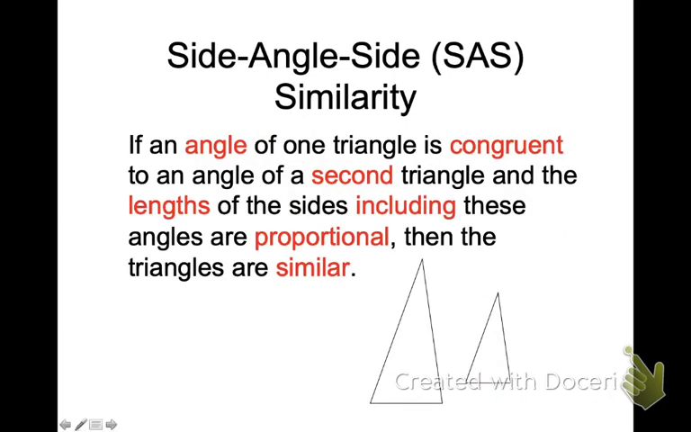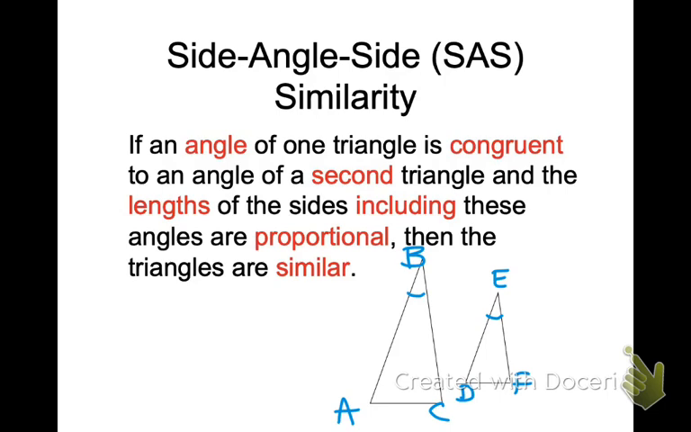And the last one is side angle side, which says if an angle of one triangle is congruent to an angle of a second triangle. So let's go ahead down here, make our triangles A, B, C, D, E, F. So if I have one triangle, let's make B and E congruent. So if one angle of one triangle is congruent to an angle of a second triangle, and the lengths of the sides including these angles are proportional.